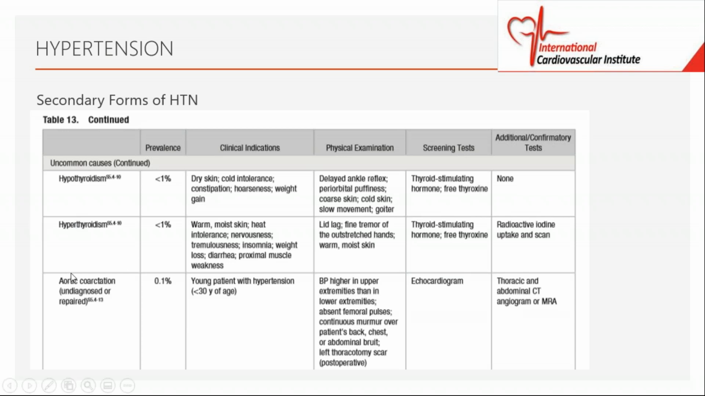Aortic coarctation, remember, is a narrowing of the aorta, usually at the region of the left subclavian vein. And so you'll have hypertension in the upper body, and the pressure in the lower body will be low.